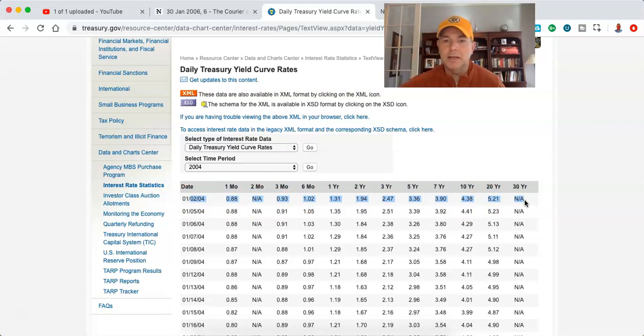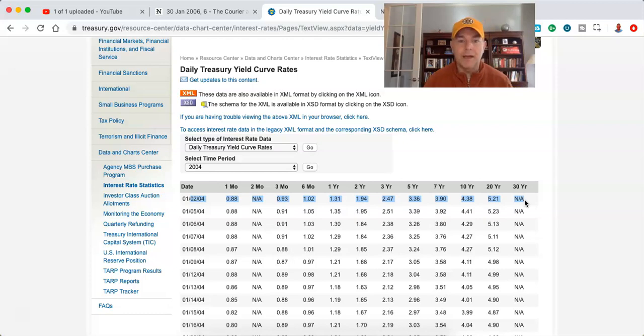In January 2004, we got the 10-year, which we'll use as a proxy because they stopped issuing 30-year bonds back during that time. So we got a 10 at 4.38. Oops, hold on just a second. Got to erase that. Oh boy, made a big old mess of this. So we got a 10, 4.38. This is in January 2004. And we got the 1 month at 0.88.